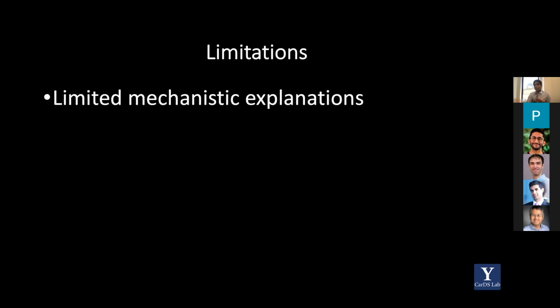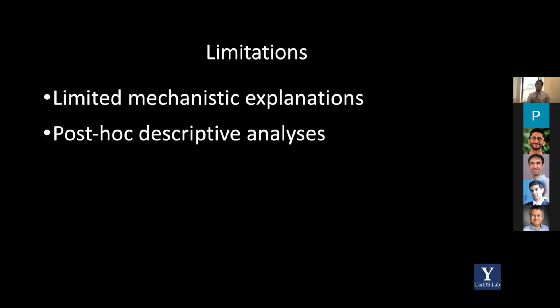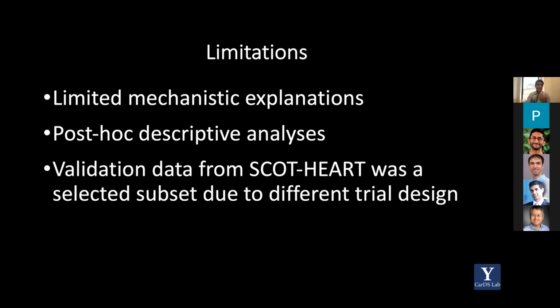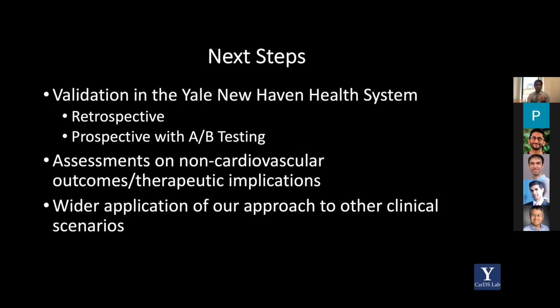But the limitations are that we don't have great mechanistic explanations, as we discussed before. For example, if a person who is recommended CT testing by Assist undergoes a CT scan, do they have a better quality study? Do they identify subclinical disease which gets them a statin or some other therapy? That's something we're actively exploring. This is also a post-hoc descriptive analysis, not prescriptive at all. And the validation from Scott-Hart was a selected subset, not a randomized clinical trial. And as I said, we are trying to explore broader implications of the approach.